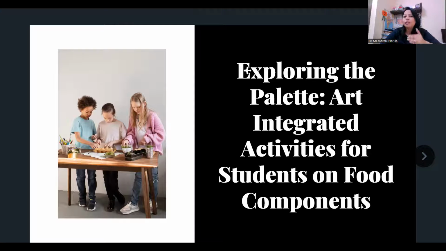You see, we teach different topics at different levels. We take care of the progression while teaching this very topic. Maybe we are dealing with class 1 or maybe we are dealing with class 5 students. So let's talk about various activities that we can conduct, right? So let's explore the palette. Art integrated activities for the students on food components, right?